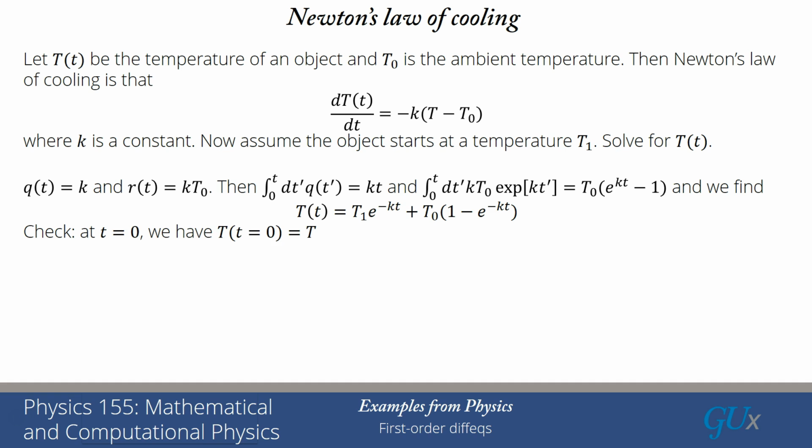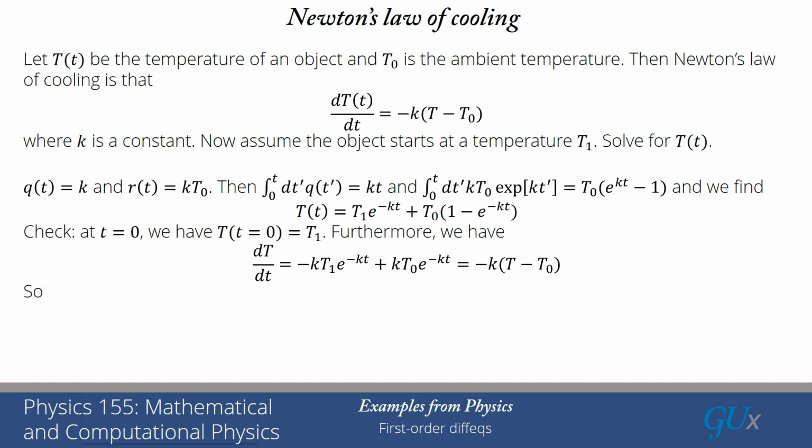But let's check as well that it satisfies the differential equation. So let's take the derivative with respect to t. I get minus kT1 e to the minus kt plus kT0 e to the minus kt. Now I can factor a minus k out of that, and if you look at what T of t is in the line above, you see I can write that as minus k times (T minus T0). That's all that there is to it. And that indeed was the original differential equation. So we verified that this is the solution to this differential equation.